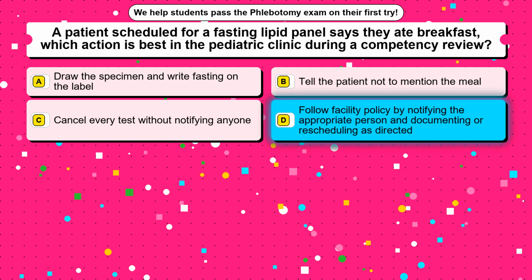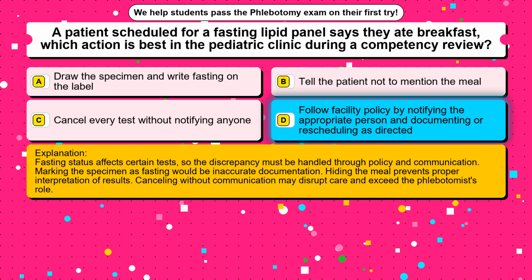The correct answer is option D. Follow facility policy by notifying the appropriate person and documenting or rescheduling as directed. Fasting status affects certain tests, so the discrepancy must be handled through policy and communication. Marking the specimen as fasting would be inaccurate documentation. Hiding the meal prevents proper interpretation of results. Canceling without communication may disrupt care and exceed the phlebotomist's role.